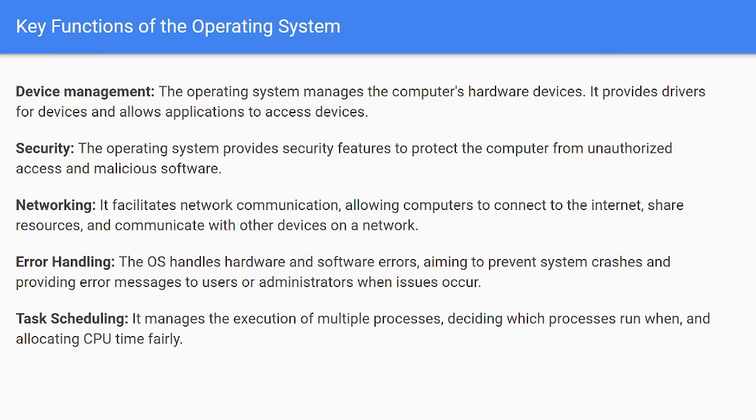And the next one is task scheduling. Task scheduling manages the execution of multiple processes and decides which programs run when, allocating CPU time fairly. Basically, task scheduling is more like this. Let's say you are trying to do three different things. You are working on a Word document, you are using your web browser to look up the details that you want to use in your Word document, and then you also want to play music in the background.